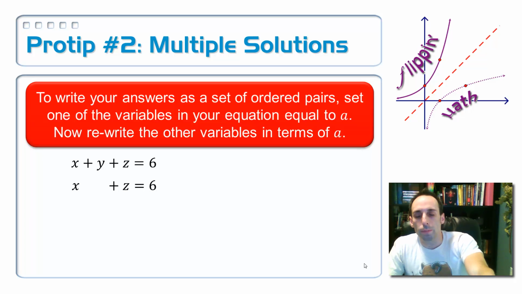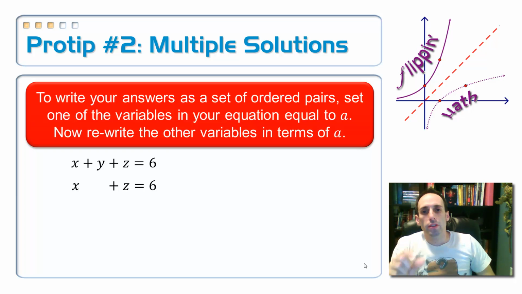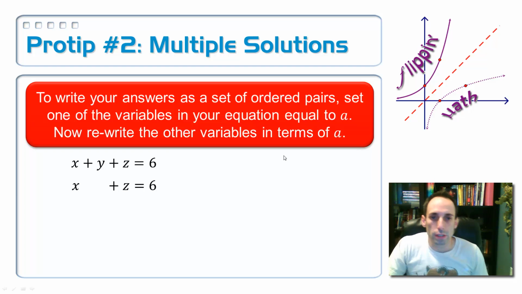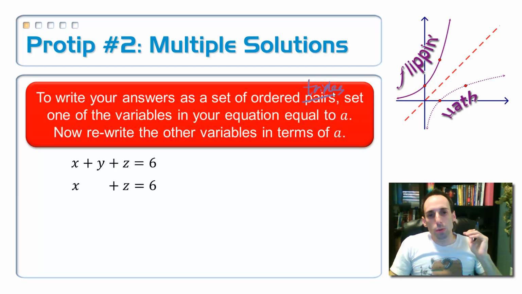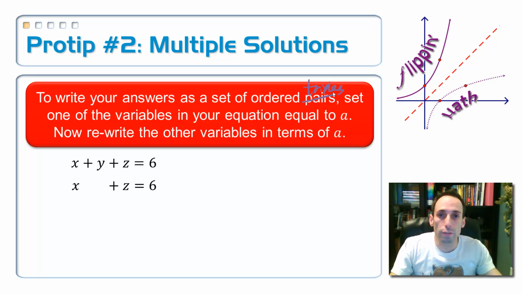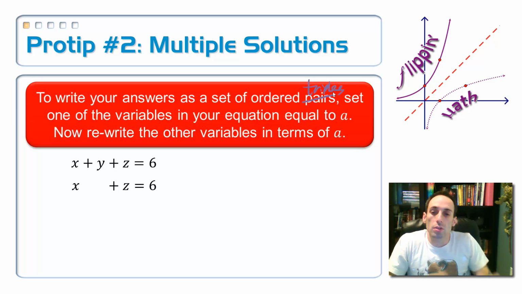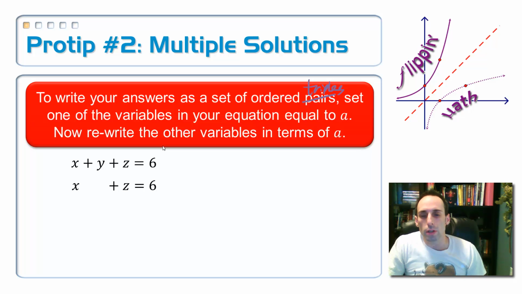So this is what we're going to do: write your answer as a set of ordered triples. Set one of your variables in your equation equal to a. You might be going, well, why don't I just use x, y, or z? We're just going to get away from those variables and make something general, like a, that I can stick any number into. It doesn't have to be a. It could be your favorite variable as long as it's not x, y, or z. So I could choose any one of them, right?